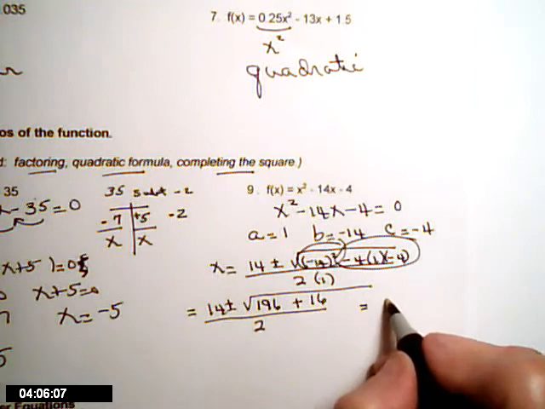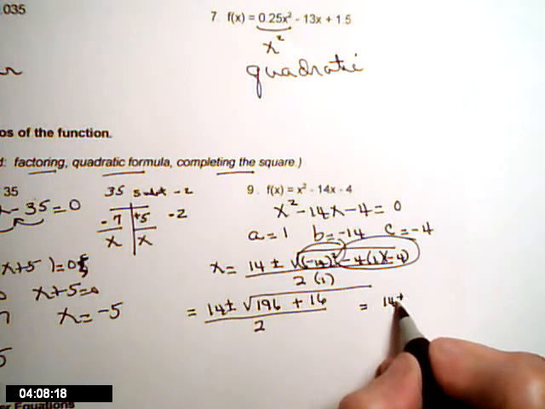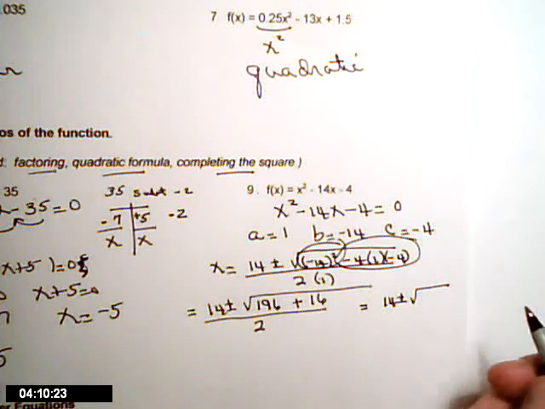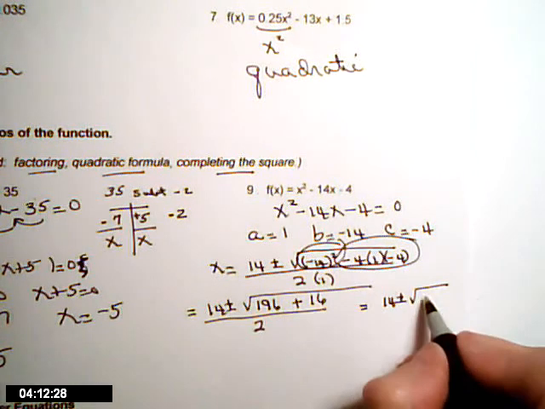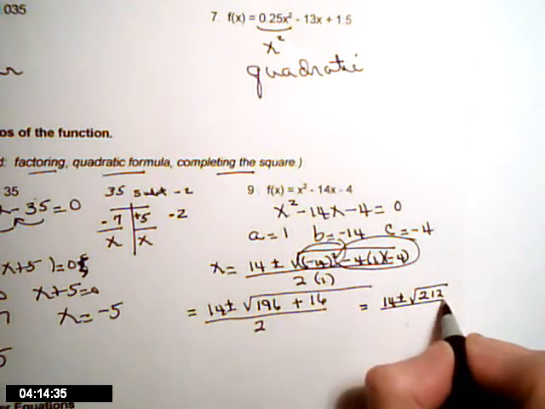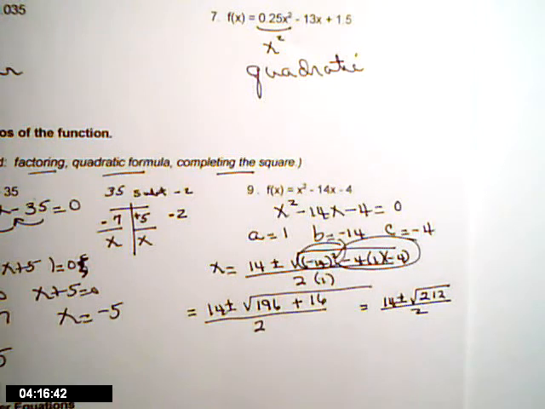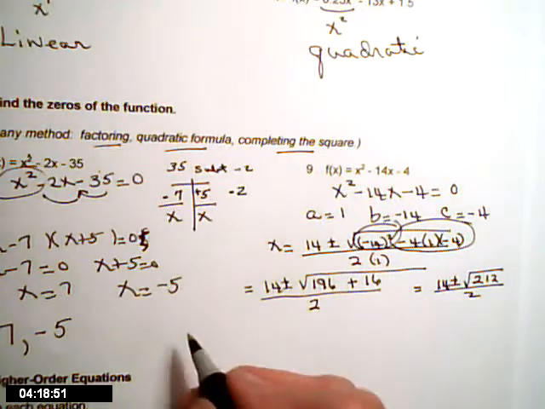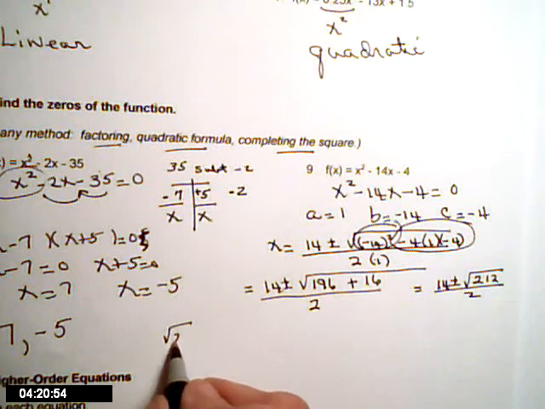Now let's go back to that radical again, and that'll be 14 plus or minus the square root of 196 plus 16, which is 212 over 2. Now I need to think about square root of 212 and a perfect square.